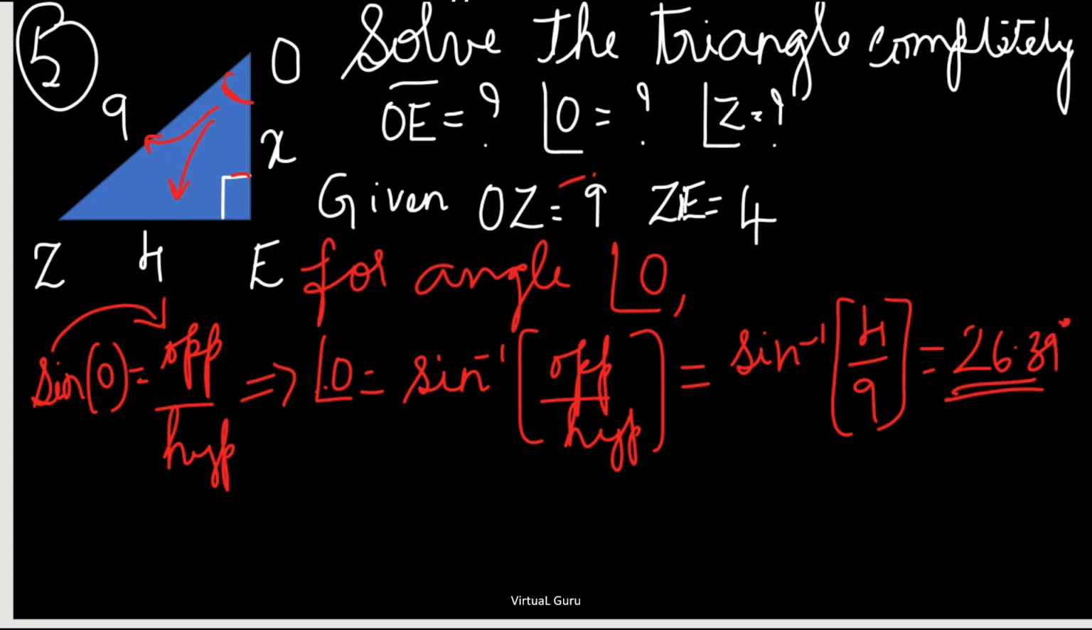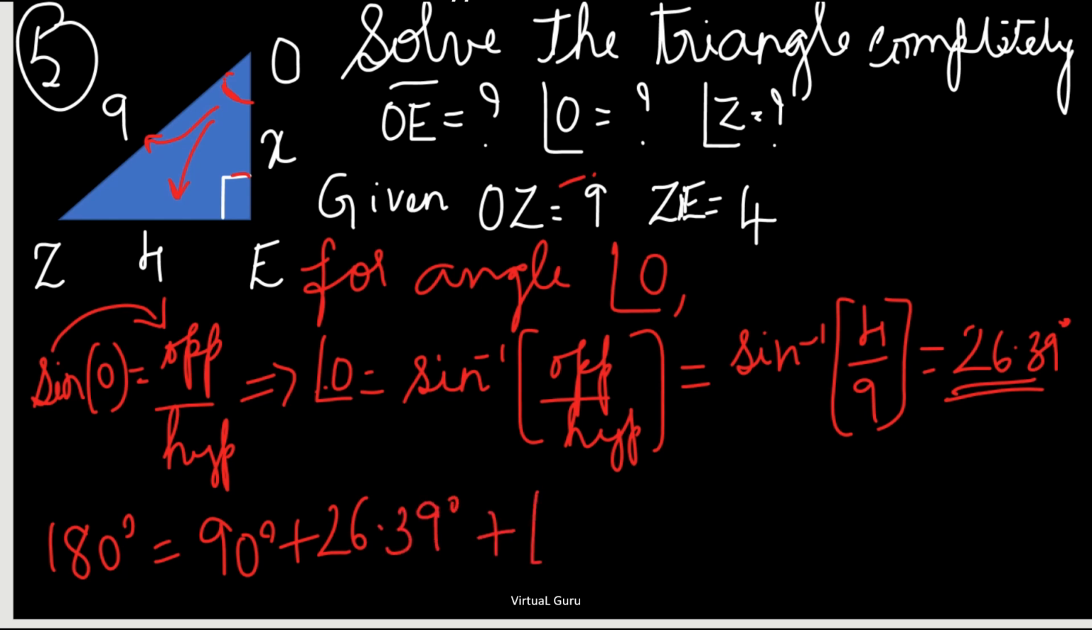Now to find angle Z, there are two ways after we find the angle O. One way, find a trigonometric function associated with angle Z in which 4 and 9 is given. Or you can use the rule of the triangle, that if you add all the angles of the triangle, the sum is 180 degrees, isn't it? So 180 degrees is the sum. We know one angle, that is angle E, is 90 degrees. Then we know that angle O is 26.39 degrees.